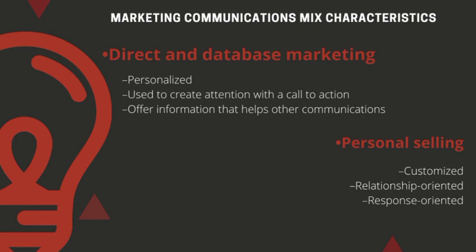Okay, next is direct and database marketing. They take many forms: over the phone, online, or in person. So they are personalized, used to create attention with a call to action, and offer information that helps other communication. Okay, the next is personal selling. Personal selling is the most effective tool at a later stage of the buying process, particularly in building up buyer preference, conviction, and action. Personal selling has three distinctive qualities. The first one is customized, then relationship oriented, and the last one is response oriented.